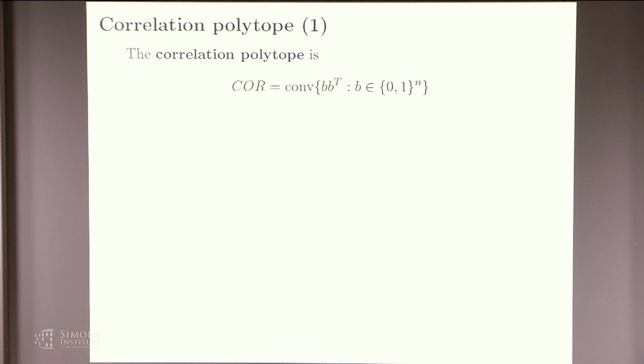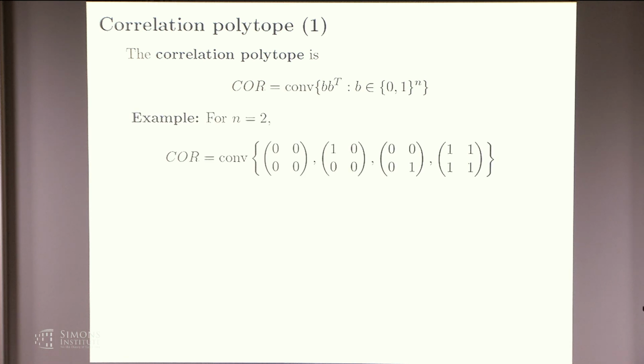It's defined mathematically in a very compact way. You just take every 0, 1 vector, and then you take the outer product with itself. And you take the convex hull. So for example, for n equals 2, you just look at the convex hull of, think of these as being like n squared dimensional vectors. So these are like n squared dimensional 0, 1 vectors, well, actually n by n matrices. So these are all the n by n matrices of rank 1 or 0.